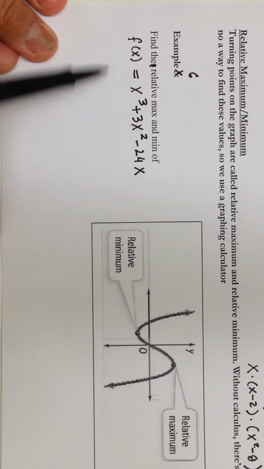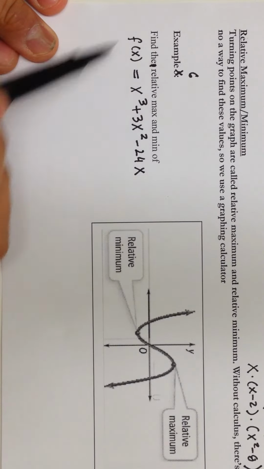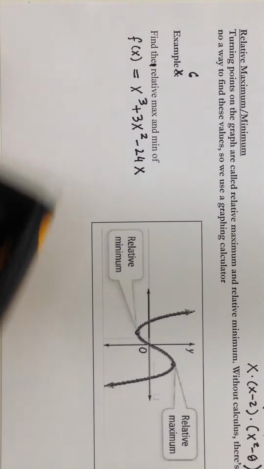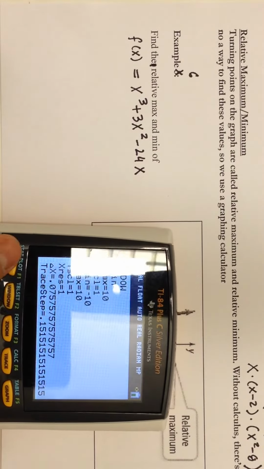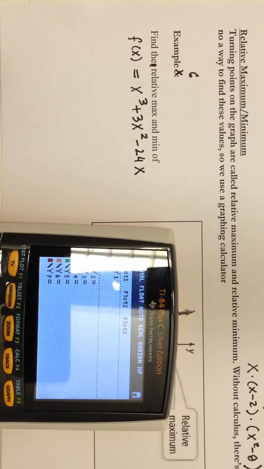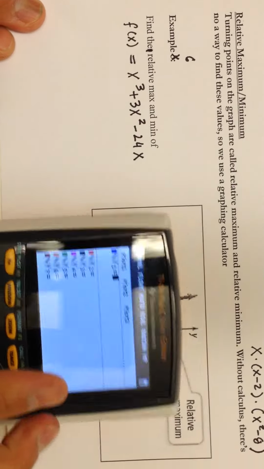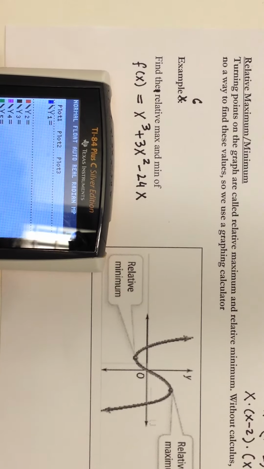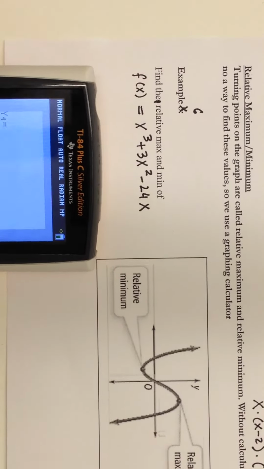And we cannot do this without the assistance of a graphing calculator. So we'll need to use a graphing calculator when we're asked to find the relative max and relative min. So let's go ahead and type this into a calculator. Okay, go ahead and take out your calculator. And I'm going to type it in. So x raised to the 3rd plus 3x squared minus 24x. All right. Graph the function.